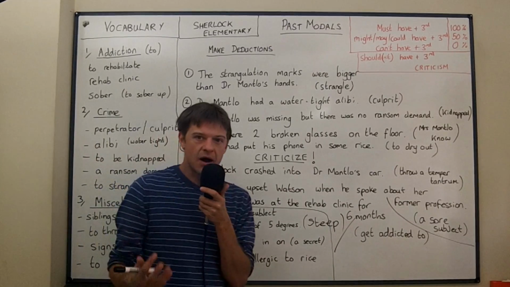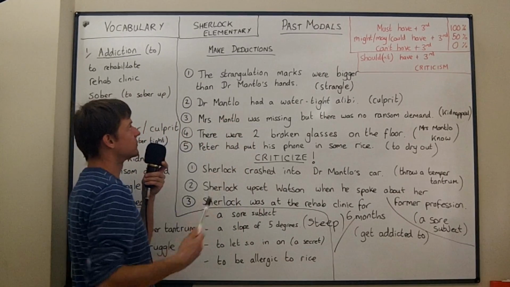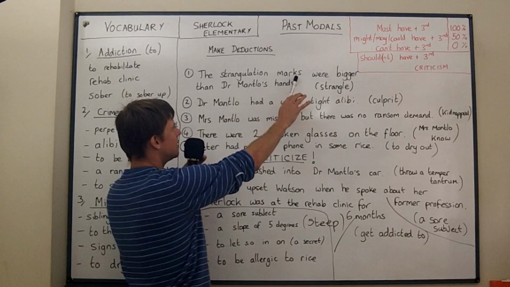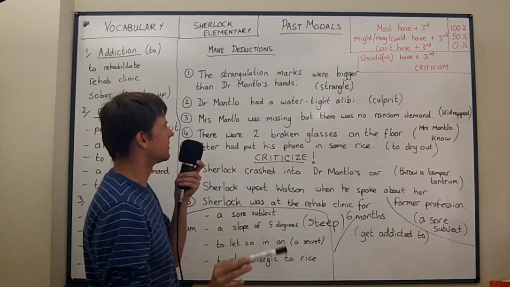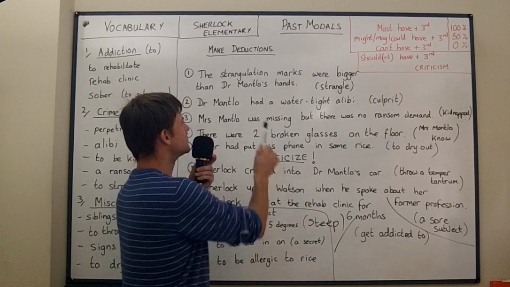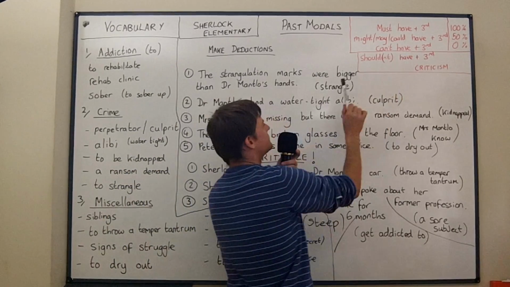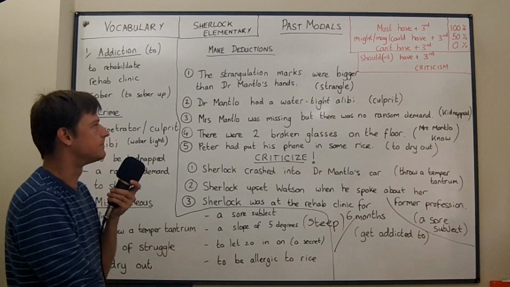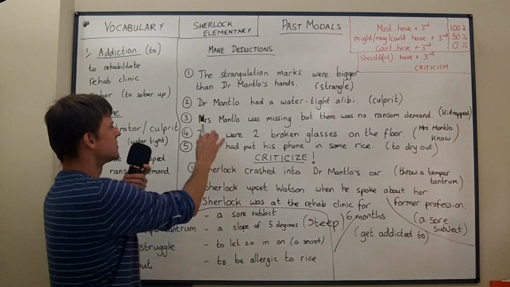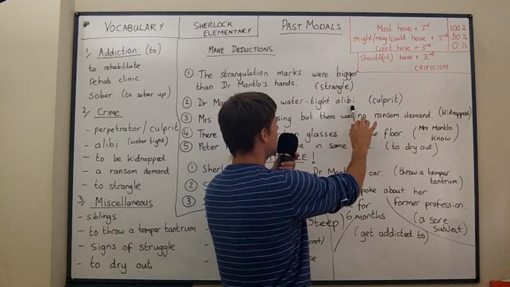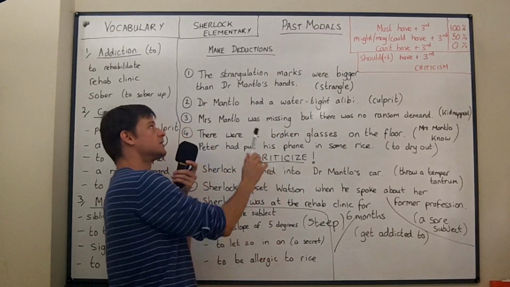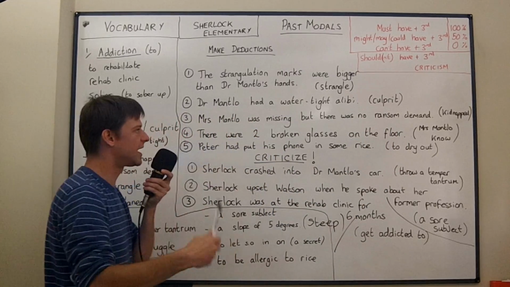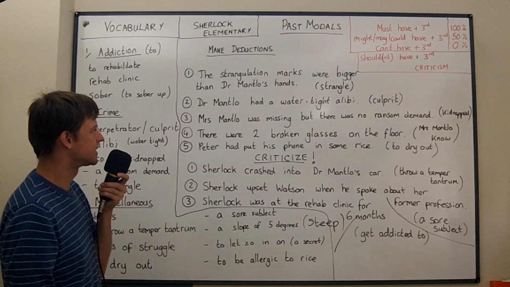Now I'm going to give you my answers to these questions, what sounds logical to me. So, the strangulation marks were bigger than Dr. Mantlow's hands. This means Dr. Mantlow can't have strangled his wife, okay, or the victim. Okay, number 2, Dr. Mantlow had a watertight alibi. Yeah, again, Dr. Mantlow can't have been the culprit. He can't have been the perpetrator.